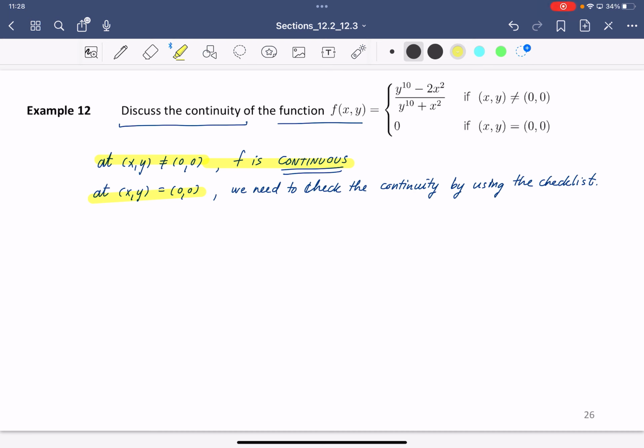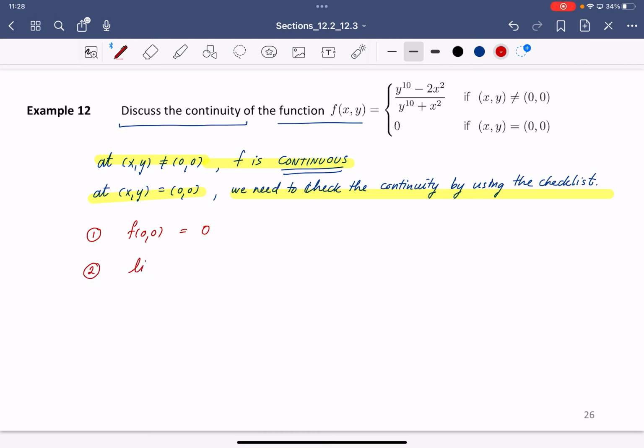polynomial, trigonometry, logarithm, rational function, they are all continuous. Okay, so first of all, let's do checklist number 1. f(0, 0). This is actually 0, right? Because by the condition here, (0, 0).